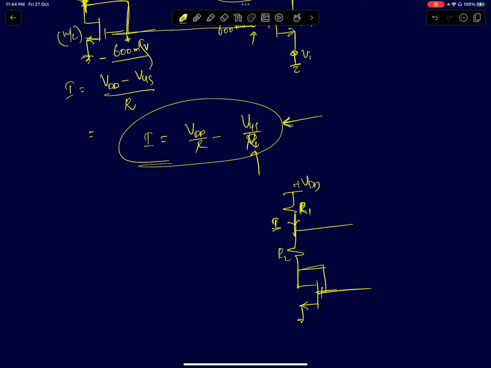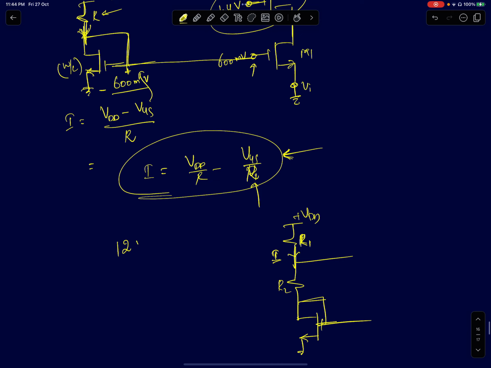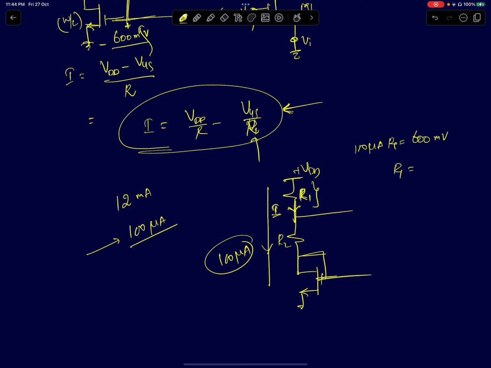So remember, since you are burning 12 milliamperes in the last stage, and then 100 microamperes in stage 1 and stage 2, you can assume you won't exceed, you can spend another 100 microamperes in the biasing arm. Once your 100 microampere current is fixed, 100 microampere times R1 should be 600 millivolts. So from that you get the value of R1.